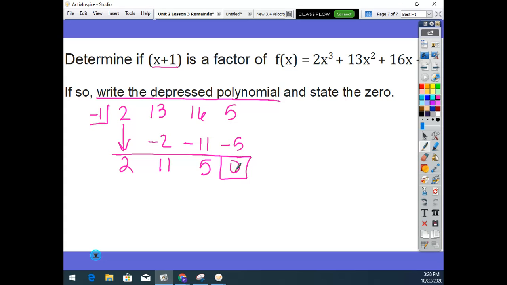Now watch what I'm going to do. I'm going to bring down this. I'm going to put my x's back into the problem. Then I'm going to put my x's back in here. I'm going to bring my constant down first. And then here's my depressed polynomial right here. All right, so that's it.